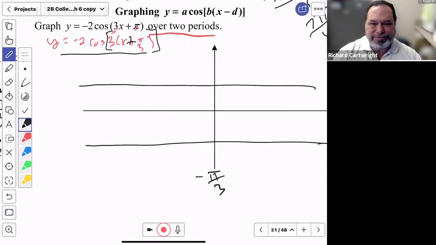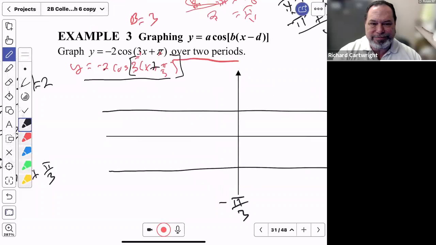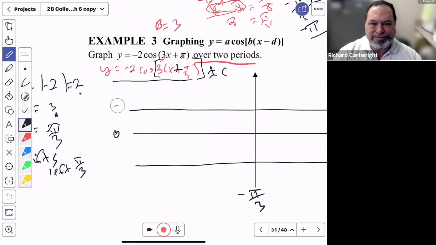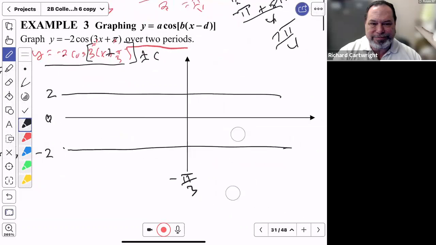And since it's a negative 2, and it did not shift up or down, there's no plus or minus a number here. So I'm going to call that 0. And then my amplitude is a 2. I have it written right there. 0 plus 2 is 2. 0 minus 2 is a negative 2. And he wants 2 periods.